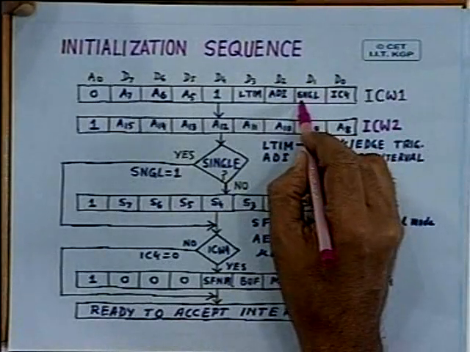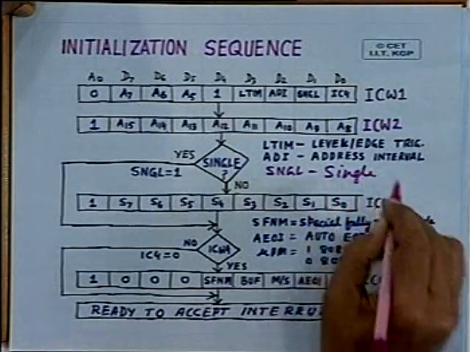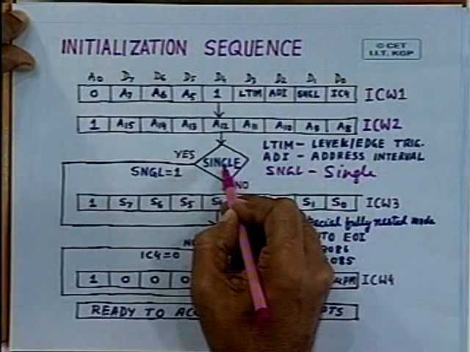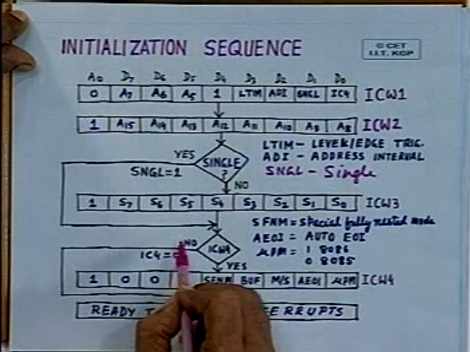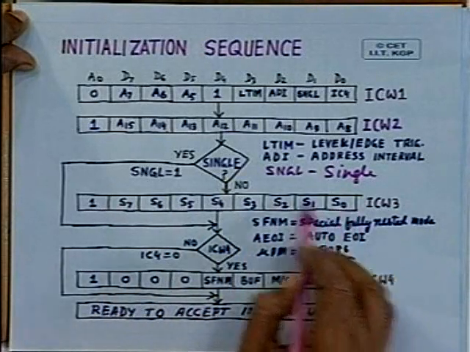And SNGL stands for single. It specifies whether there is a single 8259 or there are multiple 8259. Later on we shall see that in a single system, you can have only one 8259 or you can have up to 9 8259. Whenever you have got a single 8259, it can service 8 interrupt inputs. Whenever you are having 9 devices 8259, up to 64 interrupt inputs can be serviced by the interrupt controller. So depending on whether it is single or more than one, these bits are active. I shall explain about these things later on. Whenever multiple devices are used, then these are necessary.